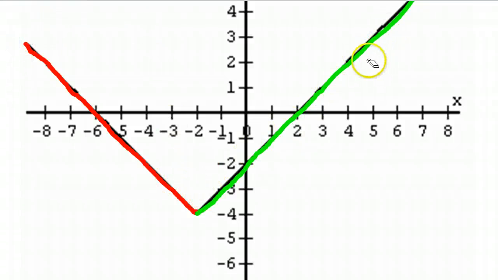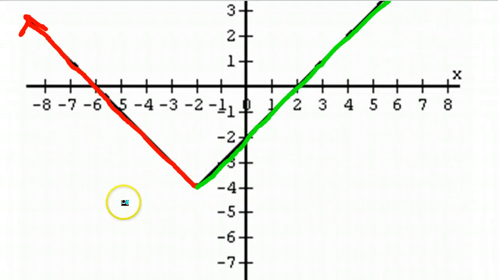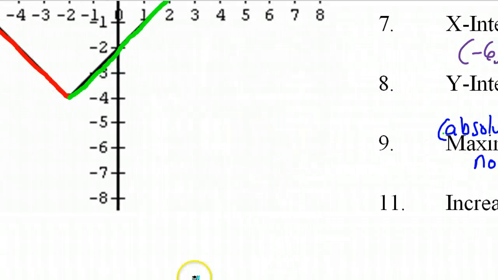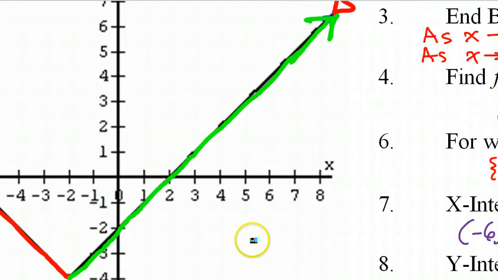Remembering that this graph goes forever as it continues this way, and as it goes the other way, also it goes forever. But for these intervals, we need the domain. We need the x values that go with this. So for number 11, we're working on the increasing interval. That means we should be looking at the green part of the graph. Give me the domain of this. Give me the x values.